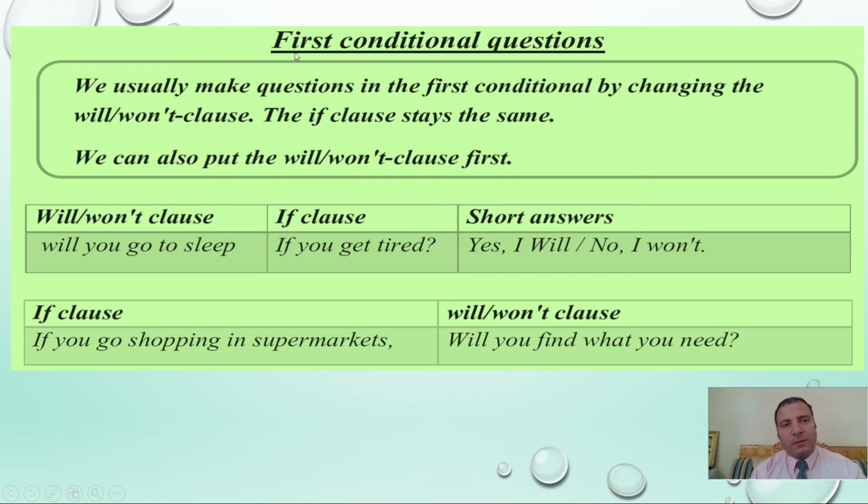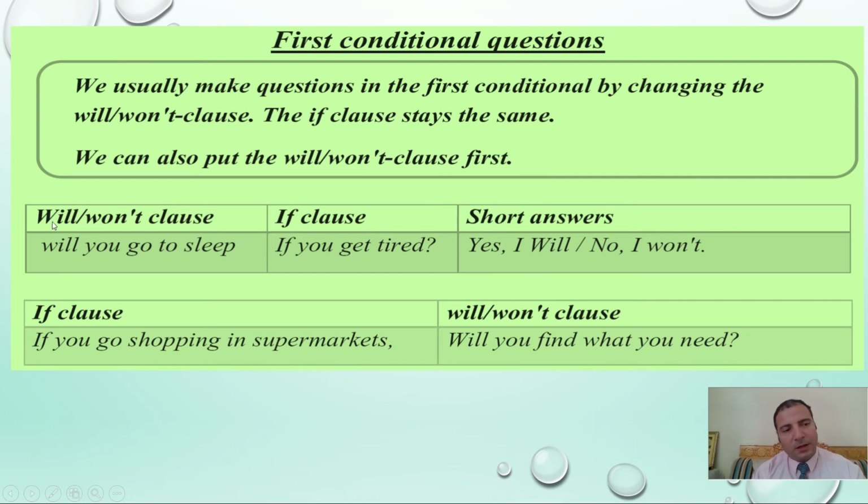And now we will talk about first conditional questions. We usually make questions in the first conditional by changing the will or won't clause. The if clause stays the same. We can also put the will or won't clause first.